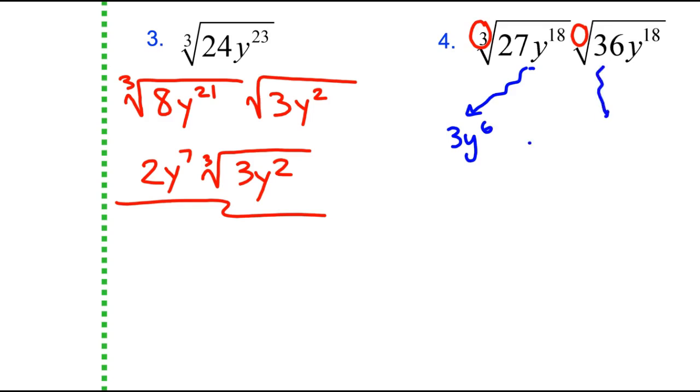And then 36y to the 18th, that's a perfect square. That's 6y to the 9th. Good, because that's a 2 right there, see? So if you're thinking perfect squares and it's a variable to a power, you end up actually dividing. So now I can put those together and make 18y to the 15th.